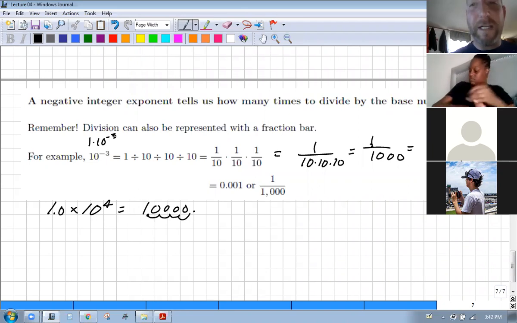So be careful on your negative exponents. You can't just say, oh, there's a 3, so I got 3 zeros. It's 1 less. It's only 2 zeros because of where the decimal started out. It started out on the right side of the 1.